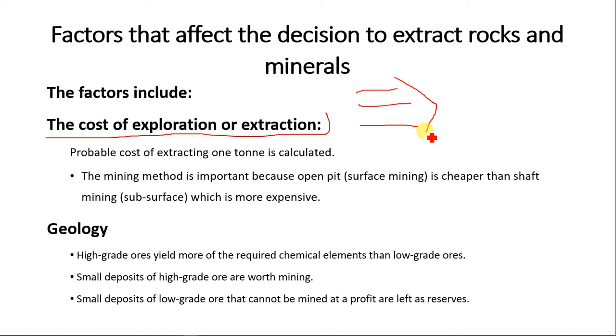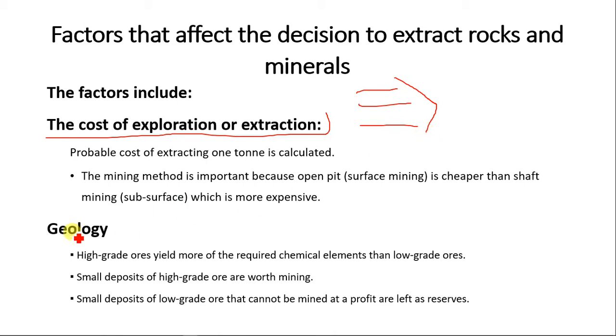So the probable cost of extracting 1 ton is calculated. Then the mining method is important because open pit, which is surface mining, is cheaper than shaft mining, which is subsurface mining. So you look at which one you want to do. If there is no profit, then there is no need. And you have to also consider how you'll be able to fix the environment once you are done extracting the minerals. So all these are part of the things you consider in your course.